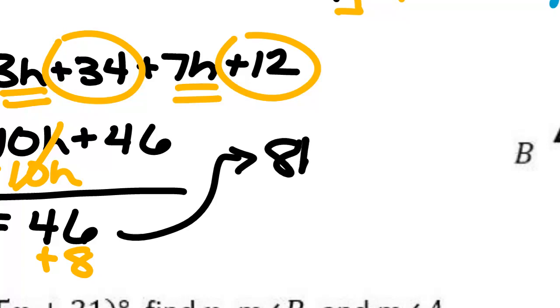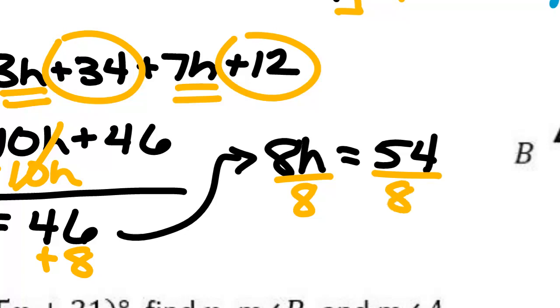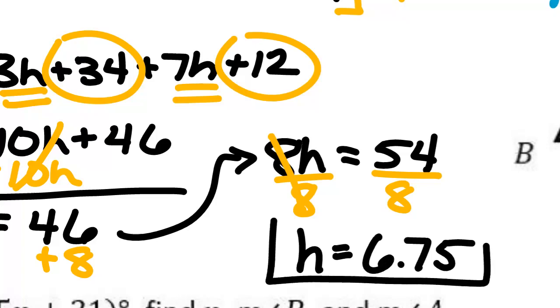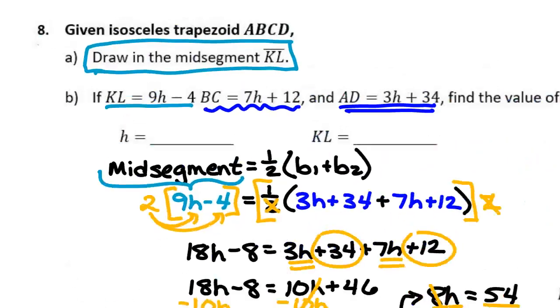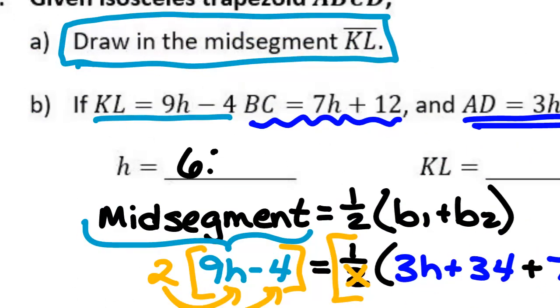I get 8H equals 54. Then I divide both sides by 8. And 54 divided by 8 is 6.75. So there's my value for H.